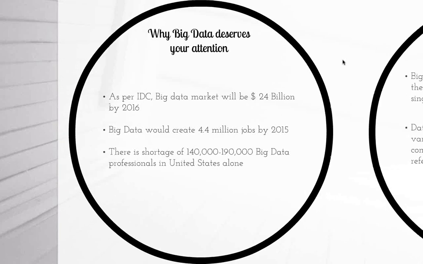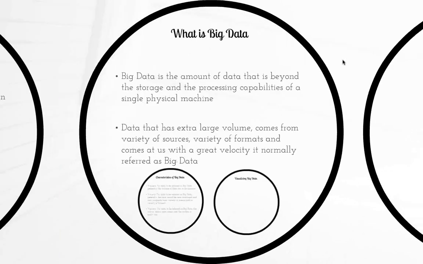So what is big data? Big data is the amount of data that is beyond the storage and processing capabilities of a single physical machine. So what we are trying to say is, the point where a single machine gives up when it comes to storage and processing capabilities, that's where big data starts. We'll get more clear with this.